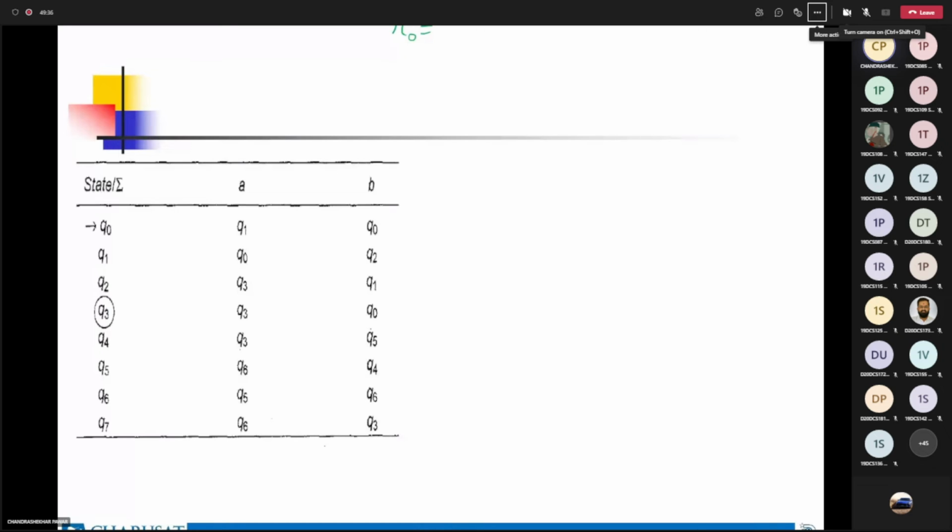So how many final states here? Number of final states? So 1, Q3. Yes, and the remaining are non-final states. Okay. So in this way, we are going to obtain the pi 0. That is, Q3 is the final state and the remaining all are the non-final states.